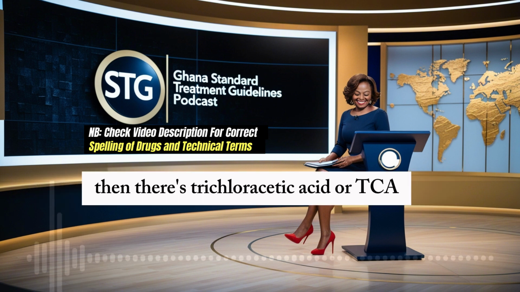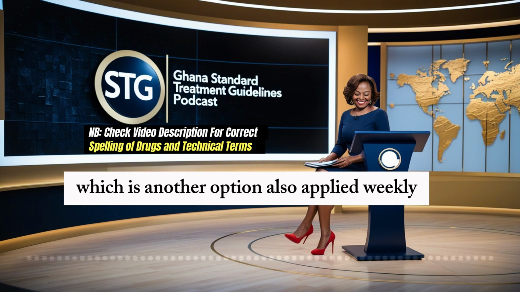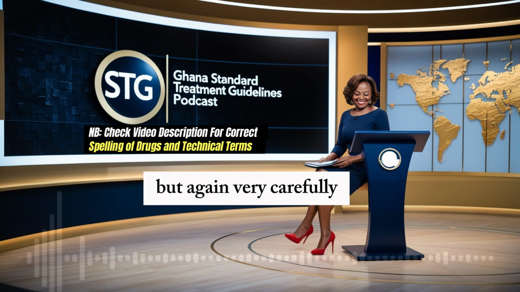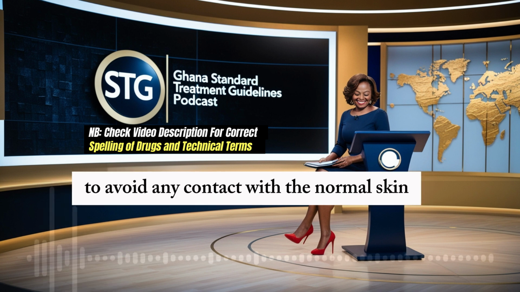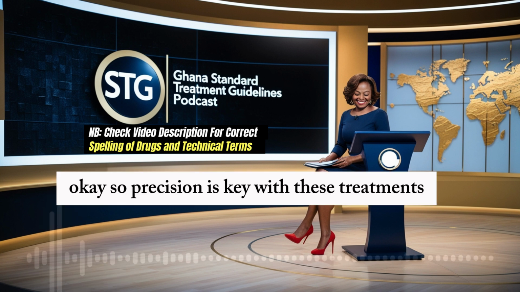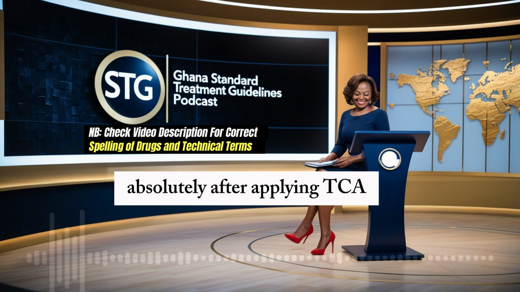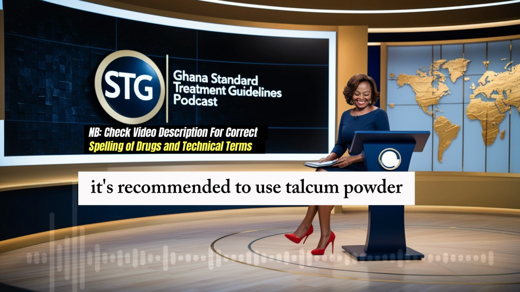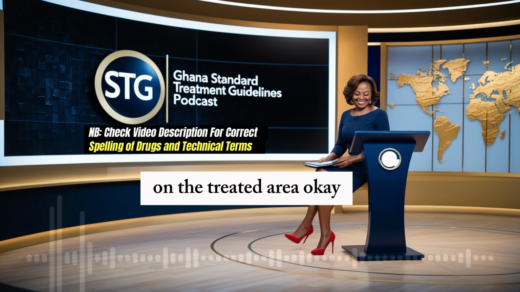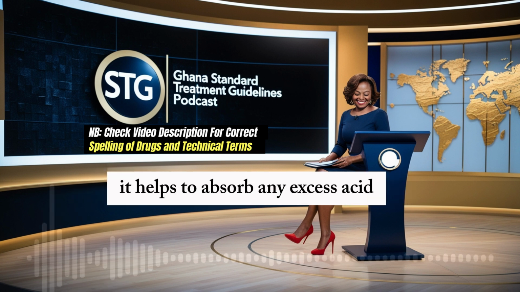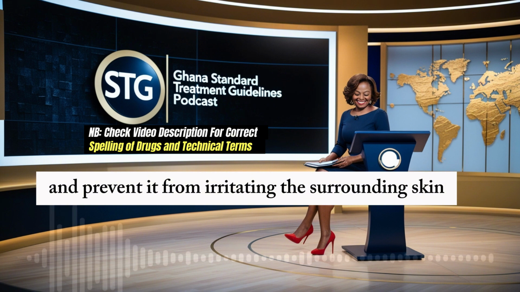Exactly. Then there's trichloroacetic acid, or TCA, which is another option, also applied weekly, but again, very carefully to avoid any contact with the normal skin. Okay, so precision is key with these treatments. Absolutely. After applying TCA, it's recommended to use talcum powder on the treated area. Okay, interesting. Why is that? It helps to absorb any excess acid and prevent it from irritating the surrounding skin. That makes sense.